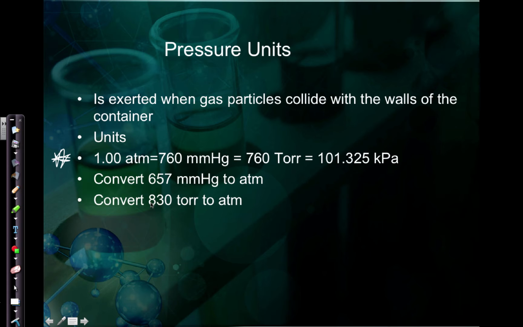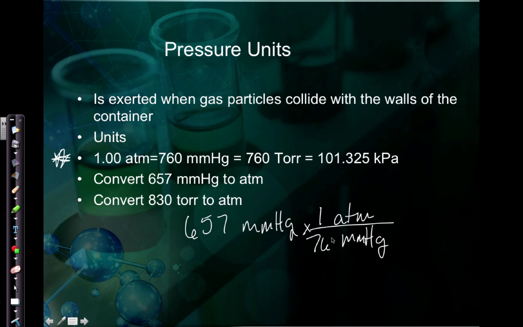All right, so if we want to make a simple conversion, we have 657 millimeters of mercury. We want to convert that to atmospheres, so atmospheres will go on top, millimeters of mercury on the bottom, and it's equal to 760, so it's just this divided by 760. It's a little bit less than 1 ATM. So it's 0.86447. Okay, so about 0.8464 ATMs.